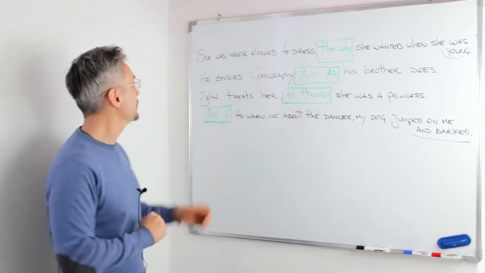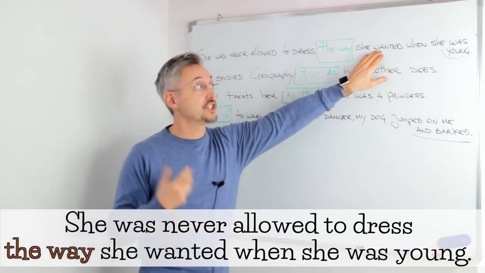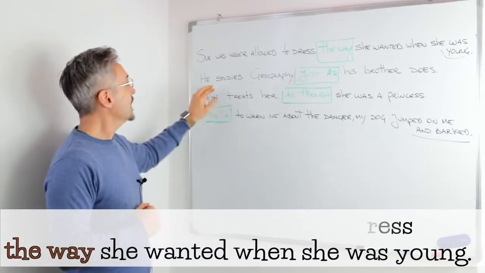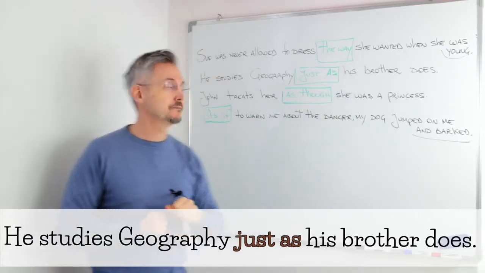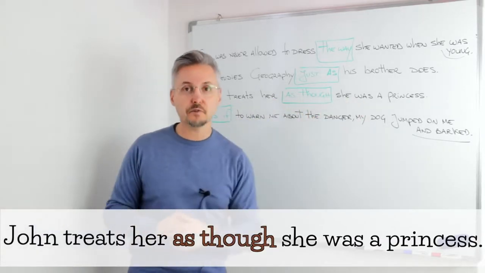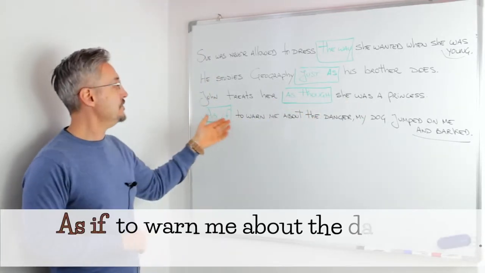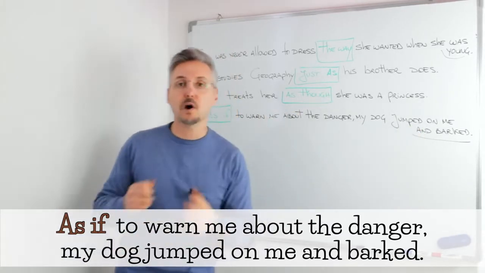She was never allowed to dress the way she wanted when she was young. He studies geography, just as his brother does. John treats her as though she was a princess. As if to warn me about the danger, my dog jumped on me and barked.